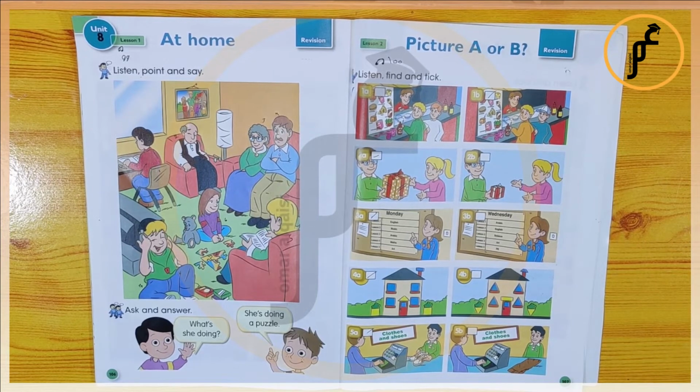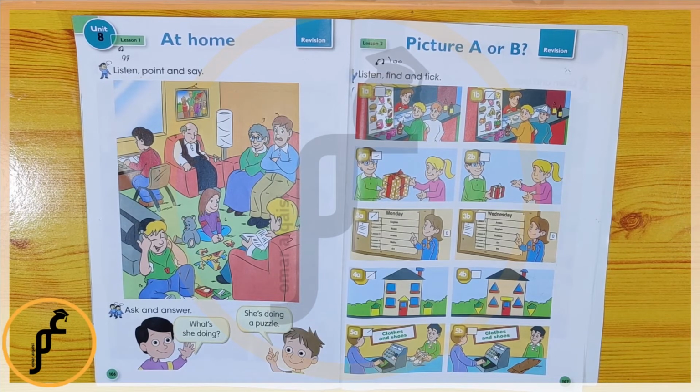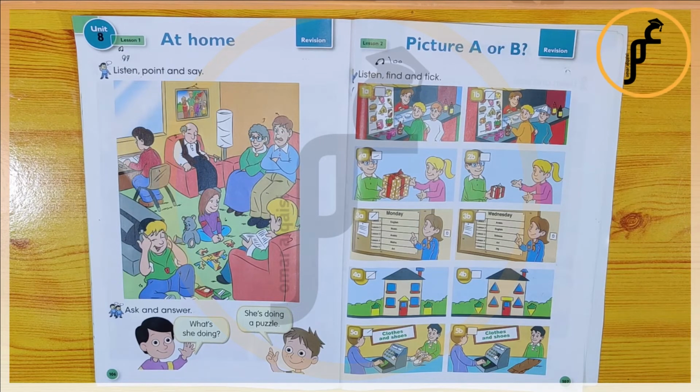Number 2. My birthday. ميلادي. It's my birthday today and I am 9. يوم عيد ميلادي. I'm 9, أنا 9. My mom and dad bought me a present. أمي وأبويا اشتروا لي present، هدية. I am very excited.